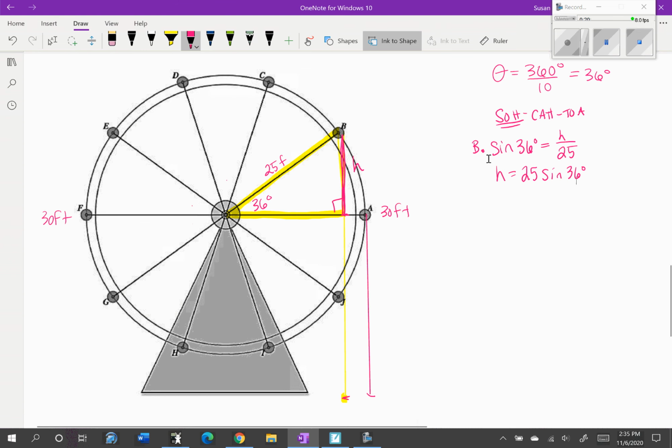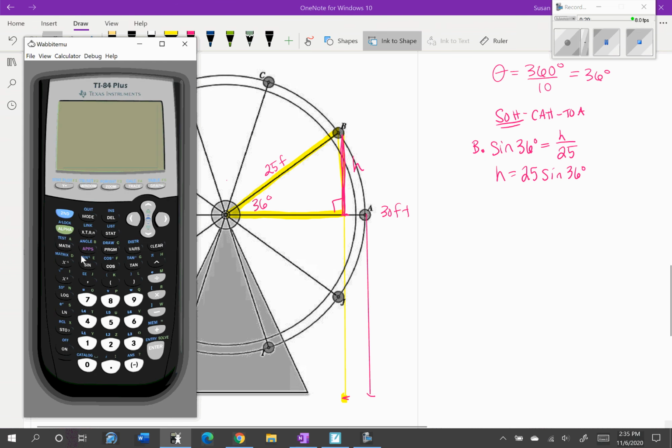And all we have to do is plug that into our calculator. So if I get my calculator, the first thing I want to do is make sure my mode is in degrees, because we're doing degrees. If it's not, use your down arrow and hit enter on degrees. Every time you clear your calculator memory, it always defaults to radian. So second mode gets you back to the home screen. So 25 times the sine of 36 degrees, enter, and we get 14.69.